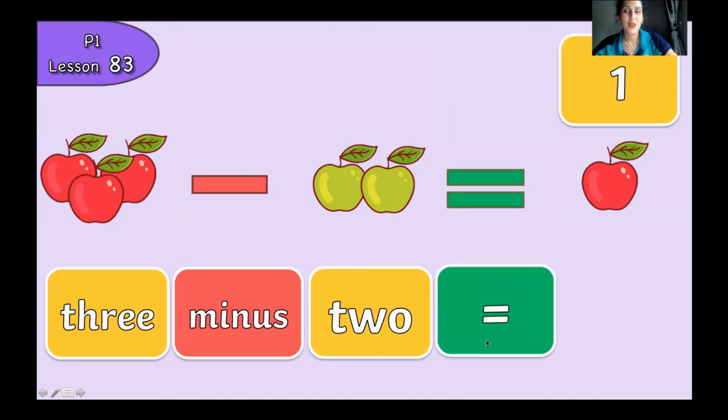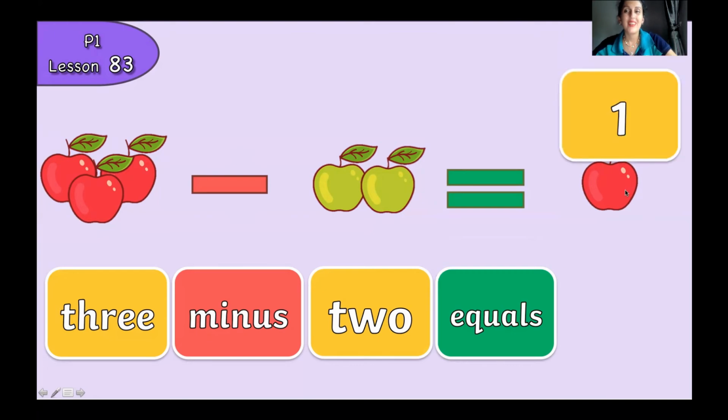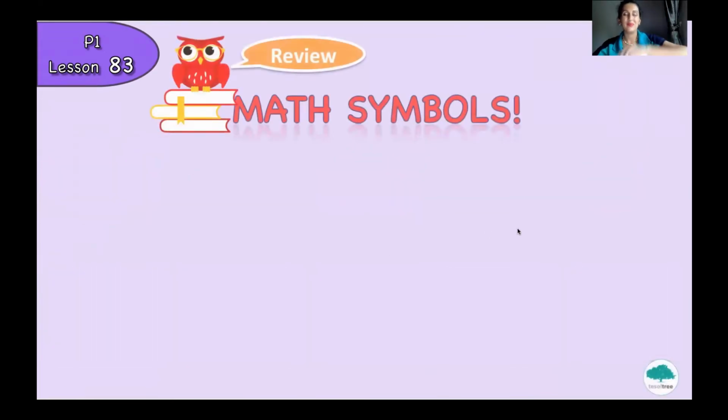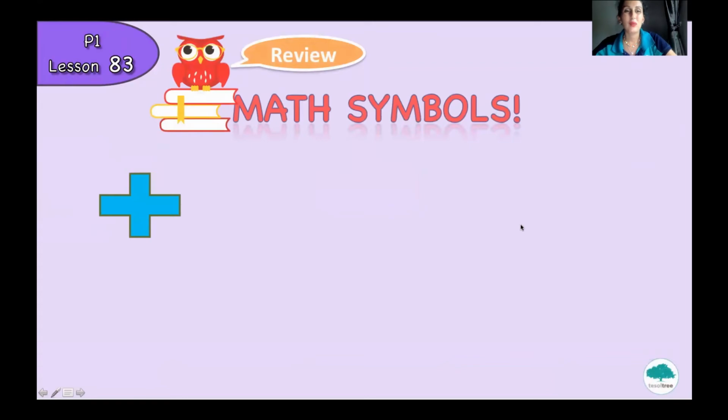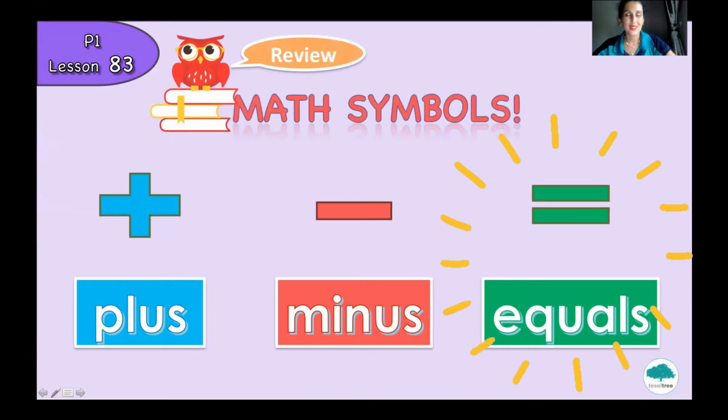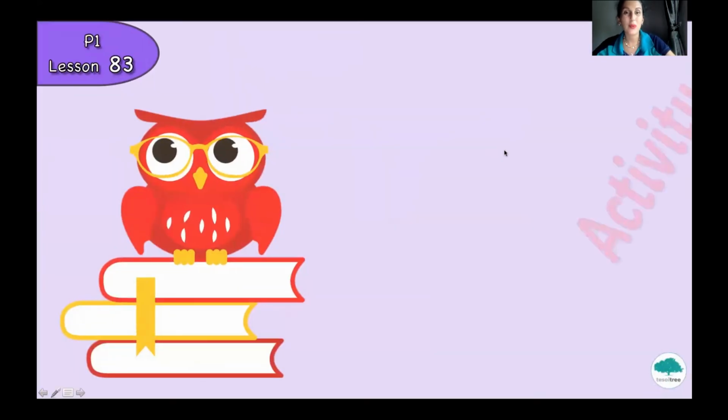Then let's have a look at this symbol. So can you tell me what is this? Equals. Good job. E-Q-U-A-L-S. And then we have number 1. And we remember how to spell it. O-N-E. 3 minus 2 equals 1. So let's have a look one more time. Plus, minus, equals.